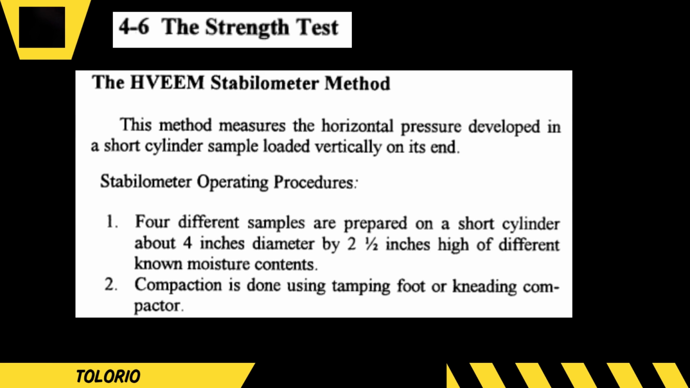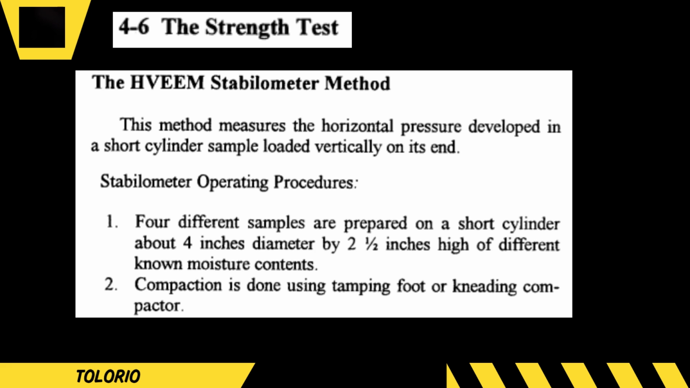The beam stabilometer method is a triaxial testing device used to determine the stability of bituminous paving mixtures, soils, and other plastic or semi-plastic materials. Stabilometer operating procedures. 1. Four different samples are prepared in a cylinder, about 4 inches diameter by 2.5 inches high, of different known moisture contents.